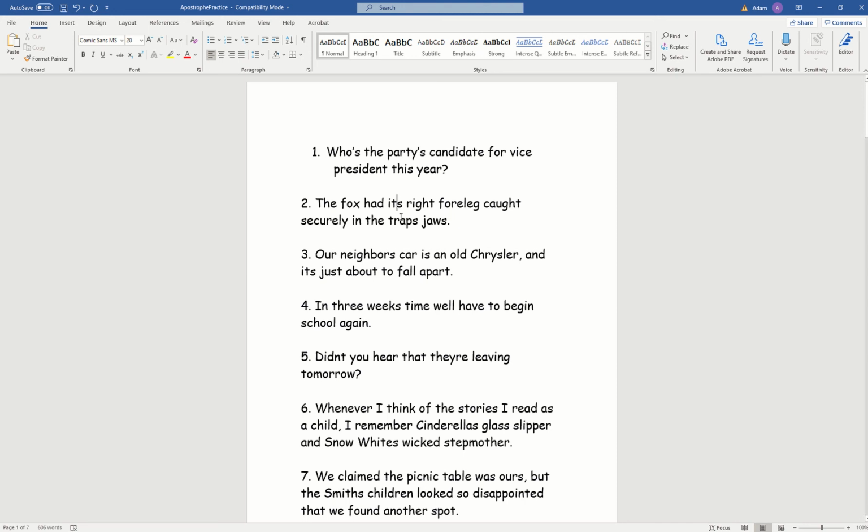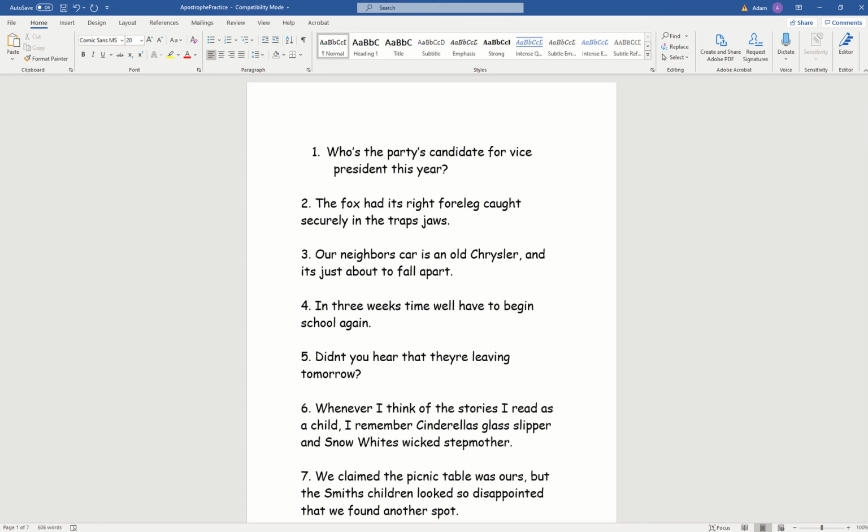Caught securely in the trap's jaws. Okay, the jaws belong to the trap, so there is possession. Does the word end in s? The jaws belong to the trap. It is the trap's jaws. So trap does not end in s. So I'm going to do that.